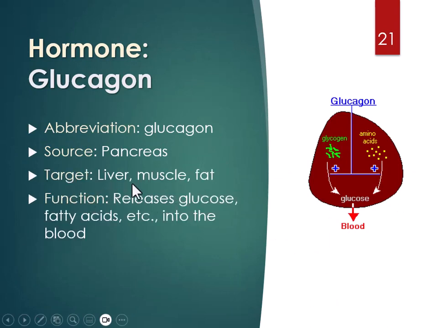It tells the liver, fat, and the muscle to release those energy molecules. So after you eat, insulin's going to go up, and before you eat or when you're hungry, glucagon will go up, because the goal is to keep you at homeostatic blood sugar level, which I'm sure you all remember is 60 to 110. So glucagon and insulin work opposite of each other.